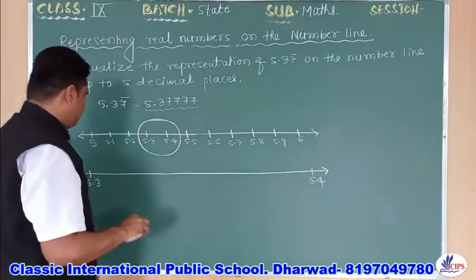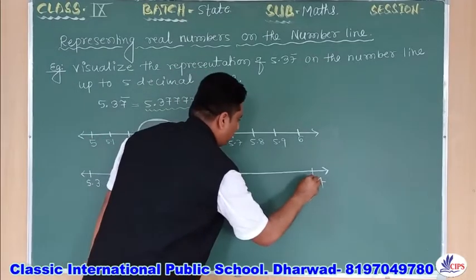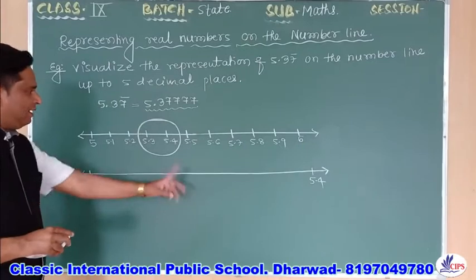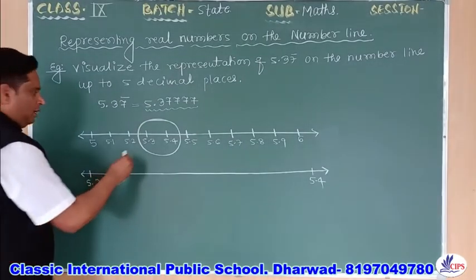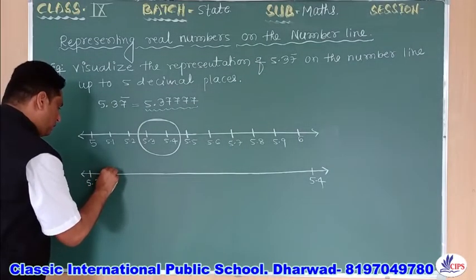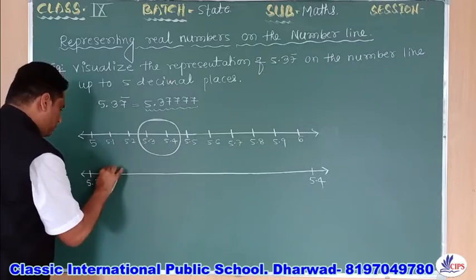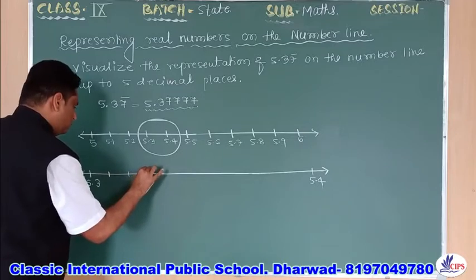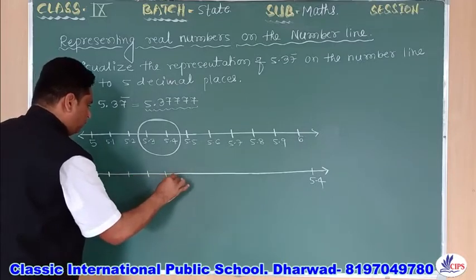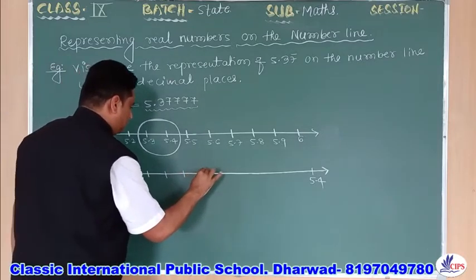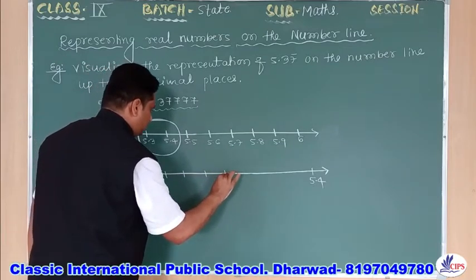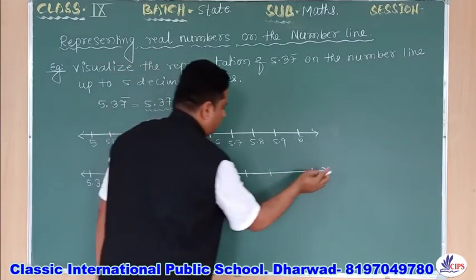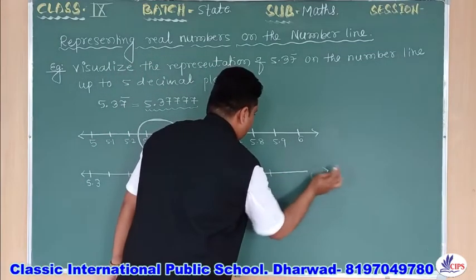Okay, look at here. 5.3, 5.4. Now this will be 5.31. I'll make again 10 parts. 5.31, 32, 33, 34, 35, 36, 37, 38, 39, 5.4.